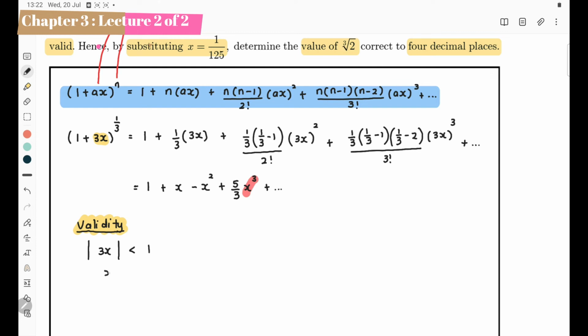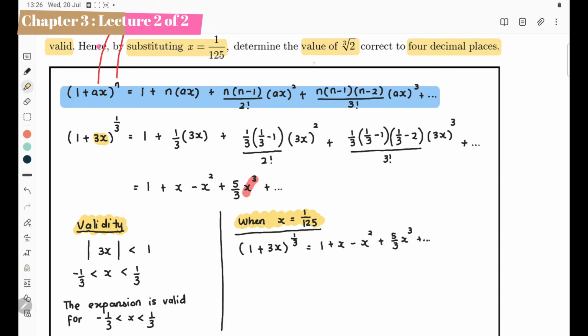From here, we can write x is in between negative 1 over 3 and 1 over 3. So the expansion is valid for the values of x which is in between negative 1 over 3 and 1 over 3.